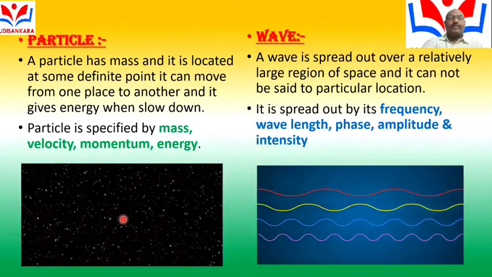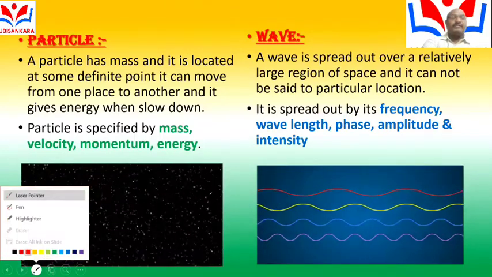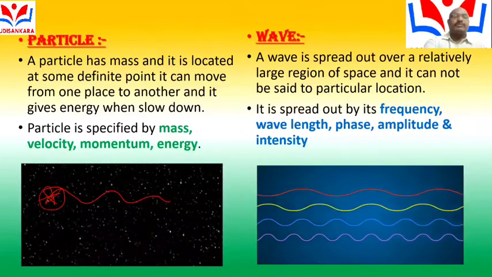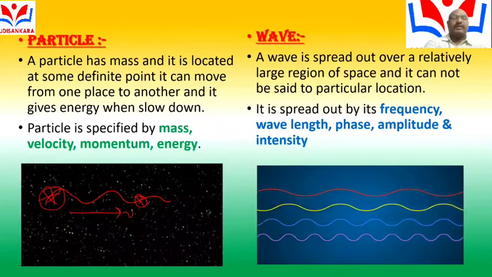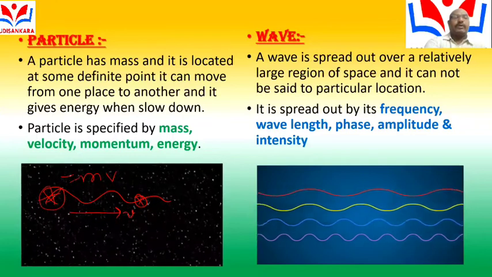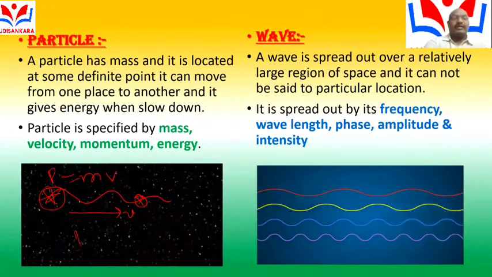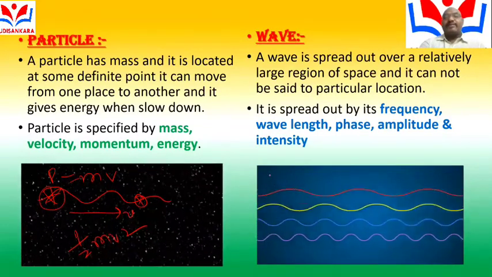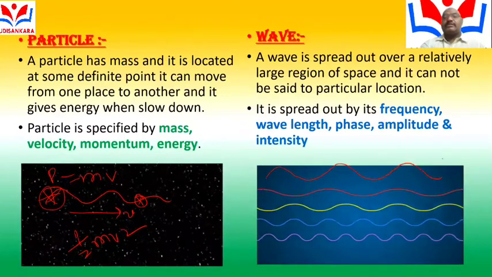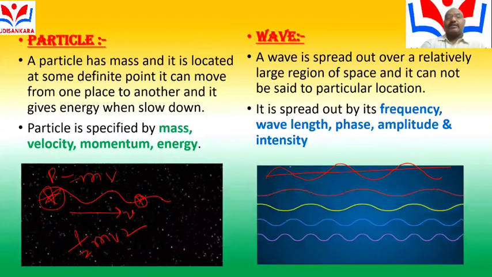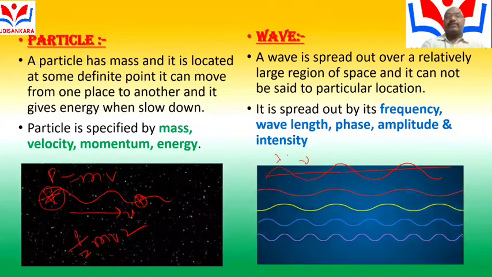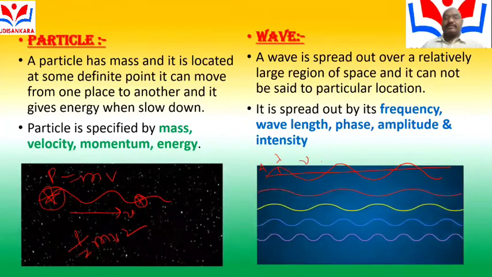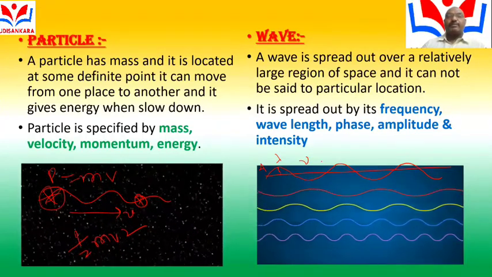To summarize, a particle has mass and moves from one place to another with velocity v. Its momentum is the product of mass and velocity, and its kinetic energy is half m v squared. But a wave spreads from one place to another, with crests and troughs, a fixed wavelength, frequency, amplitude A, and intensity or brightness. This is the difference between wave and particle.